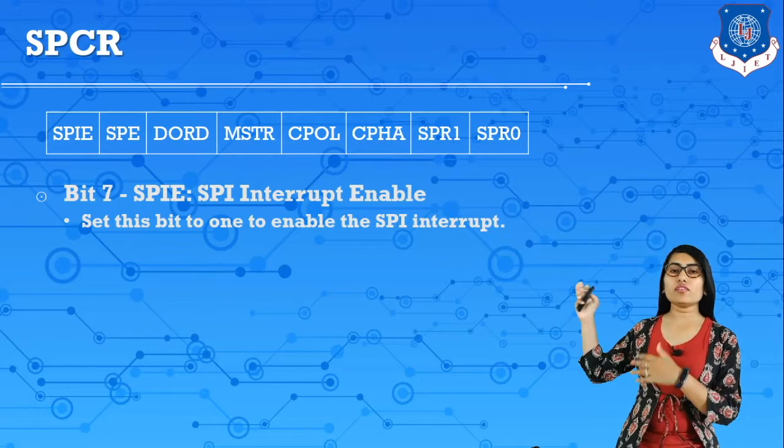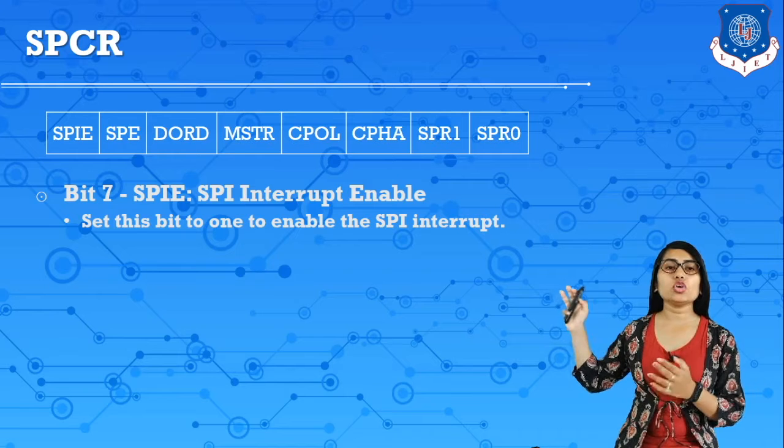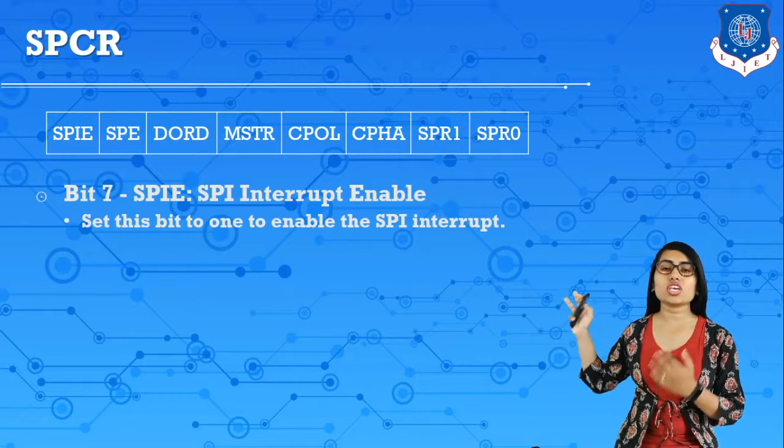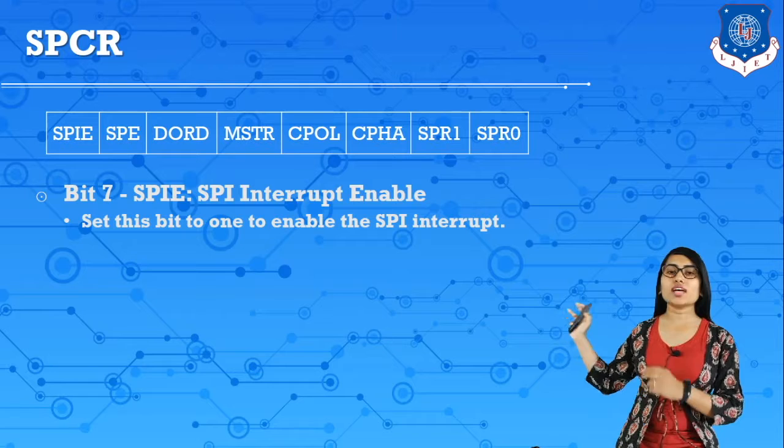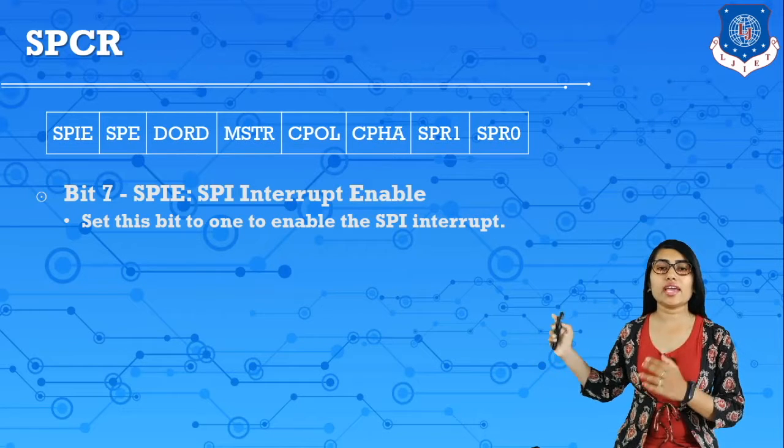Here we have all the 8 bits: SPIE, SPE, DORD, MSTR, CPOL, CPHA, SPR1 and SPR0. So first is SPIE, that is SPI interrupt enable.